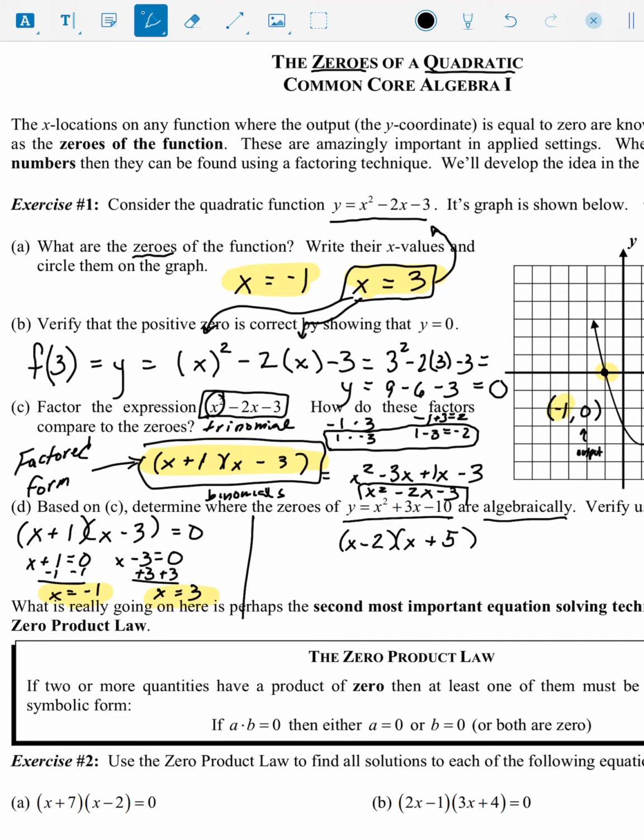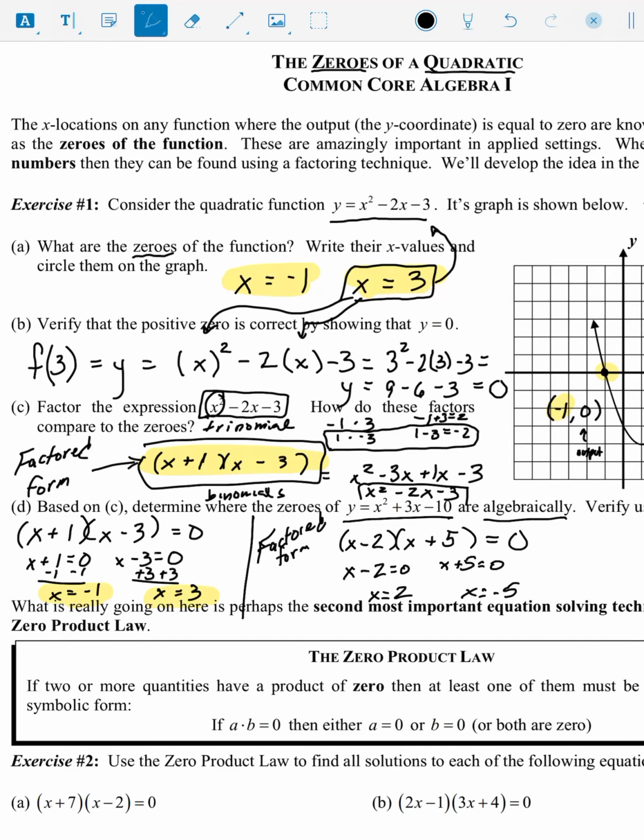X times x is x squared. X times 5 is 5x. Minus 2x is 3x. And negative 2 times 5 is negative 10. Now, I've got my factored form of my quadratic, and again, I'll write it, and I'll set both factors equal to 0. X minus 2 equals 0, and x plus 5 equals 0. I'll solve for x, and I find that x is now equal to 2, and x equals negative 5.